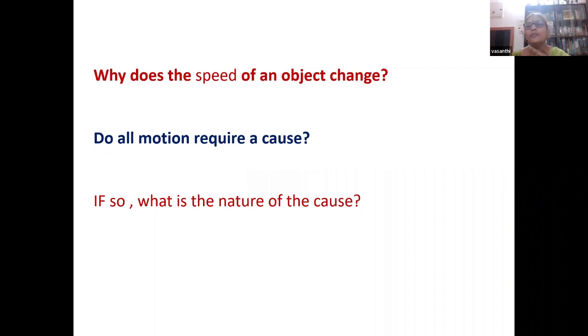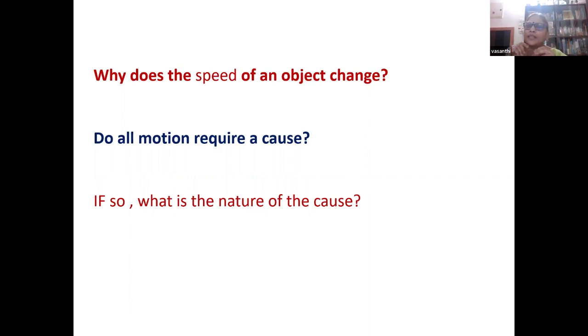Now you have discussed non-uniform motion. Non-uniform motion is possible only when there is an acceleration. We have discussed the effect of force. The effect of force changes the type of motion from uniform to non-uniform. The only agency which changes the type of motion is force. So just ask the question: why does the speed of an object change? Or how does the speed of an object change?